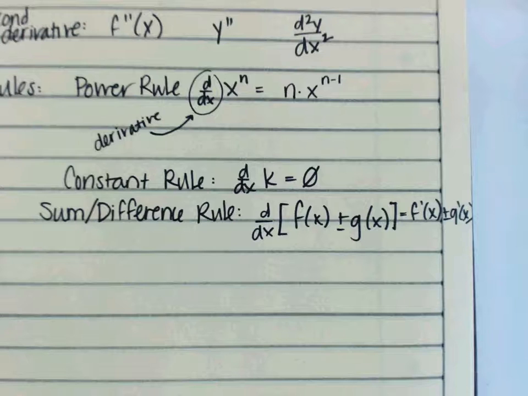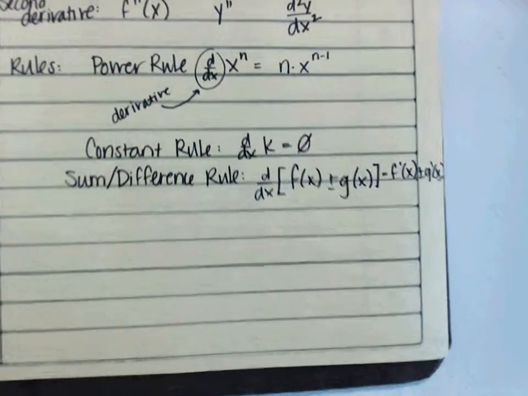Okay, ready to do some examples? Plus or minus g prime of x. So they just both have little primes on them. So instead of f plus g, it's f prime plus or minus g prime. Okay, good? Alright, so first example.